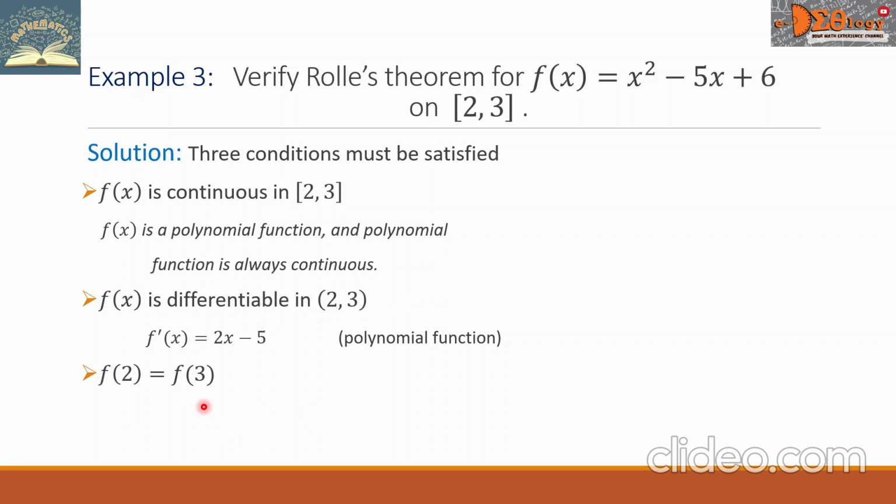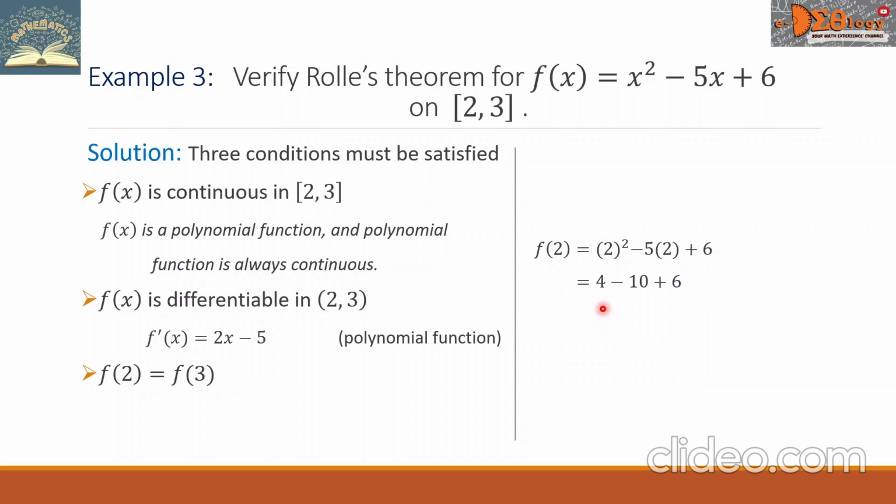Third condition, with respect to our interval, we have this f of 2 must be equal to f of 3. That is what we need to prove. Let us see the f of 2. Let us evaluate the function with respect to the value 2. So this function becomes 2 squared minus 5 times 2 plus 6.